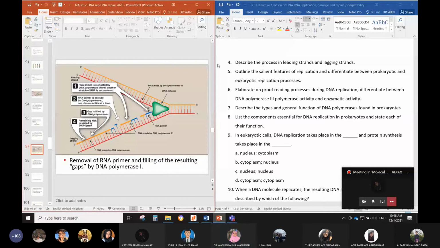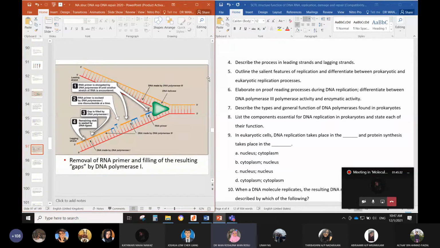The differences between leading and lagging strands are because of the direction, 5' to 3', 3' to 5', and all this. Just remember that your polymerase only functions 5' to 3'. That's why your lagging strand has to be synthesized in fragments. Right.